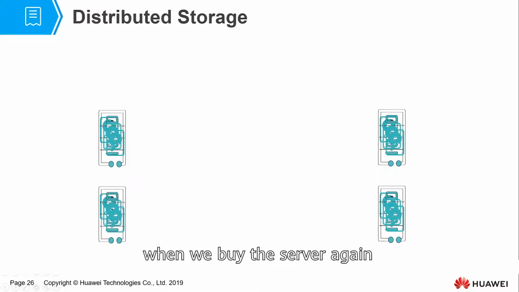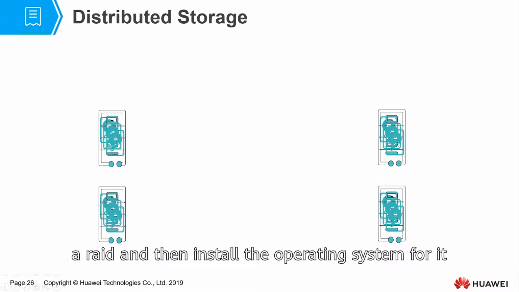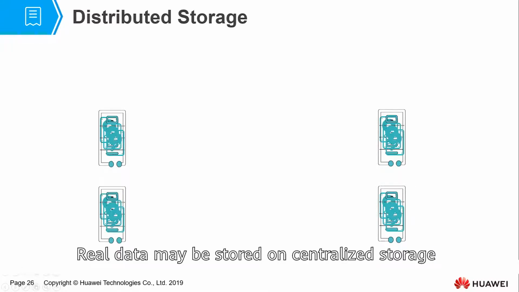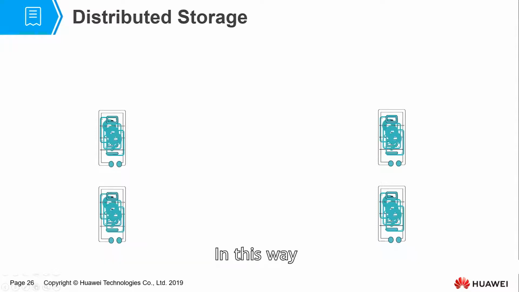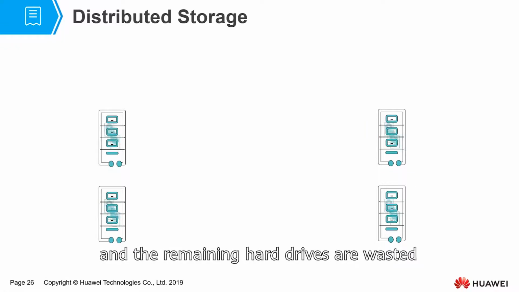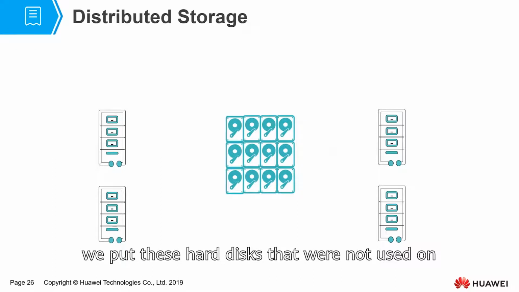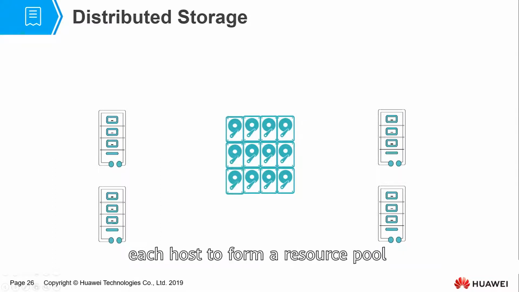Normally, when we buy a server, it will come with 4 hard drives, 6 hard drives, 8 hard drives, and so on. But in general, we will make the first 2 hard drives a RAID, and then install the operating system on it. Real data may be stored in centralized storage. In this way, multiple hosts can share this data, and the remaining hard drives are wasted. In order to avoid waste, we put these hard disks that were not used on each host together to form a resource pool.